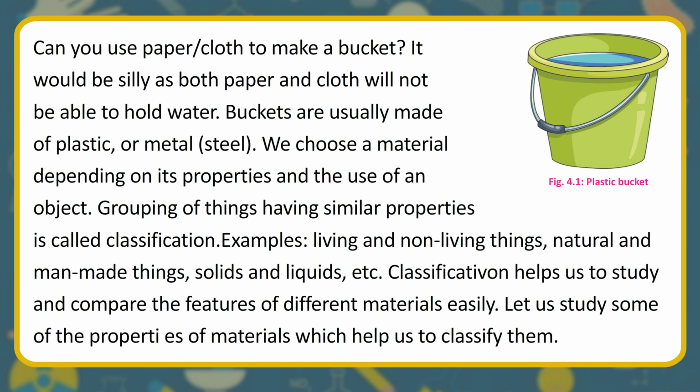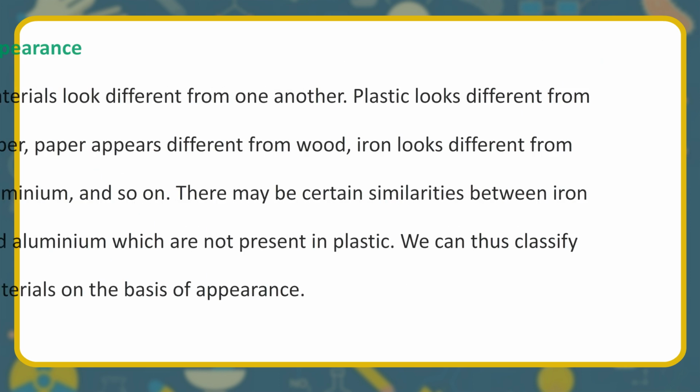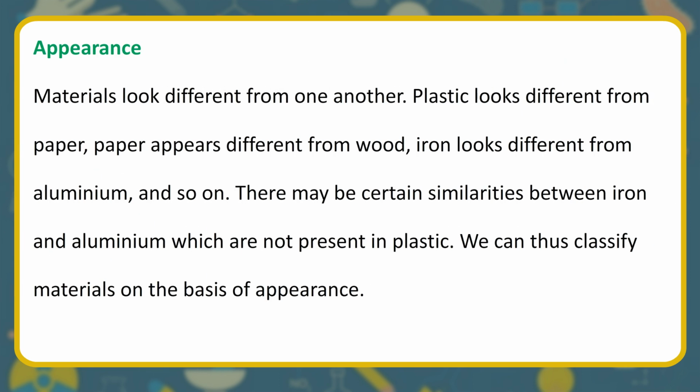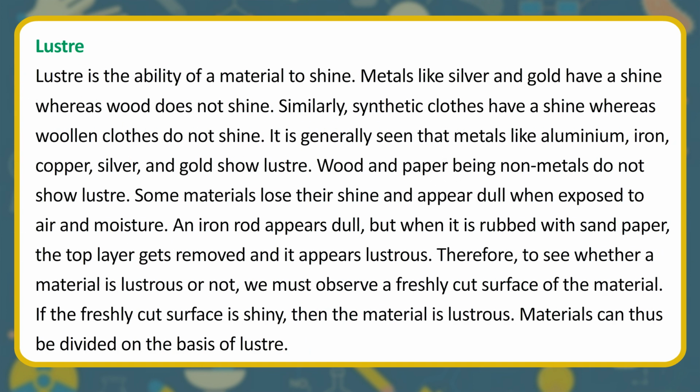Let us study some of the properties of materials which help us to classify them. Appearance. Materials look different from one another. Plastic looks different from paper. Paper appears different from wood. Iron looks different from aluminium, and so on. There may be certain similarities between iron and aluminium which are not present in plastic. We can thus classify materials on the basis of appearance.